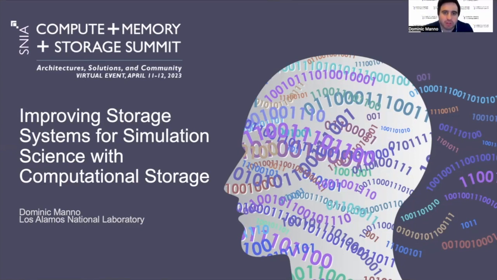Today I'm going to walk through LANL's work in computational storage, our implementation, and our ongoing efforts. We've been sharing a lot of these details in various forums and even directly with some of the vendors likely in the audience. In fact, I gave a similar talk to the SNIA Computational Storage Working Group. So apologies if some of this is repeat content for you, but with that being said, let's go ahead and dig in.